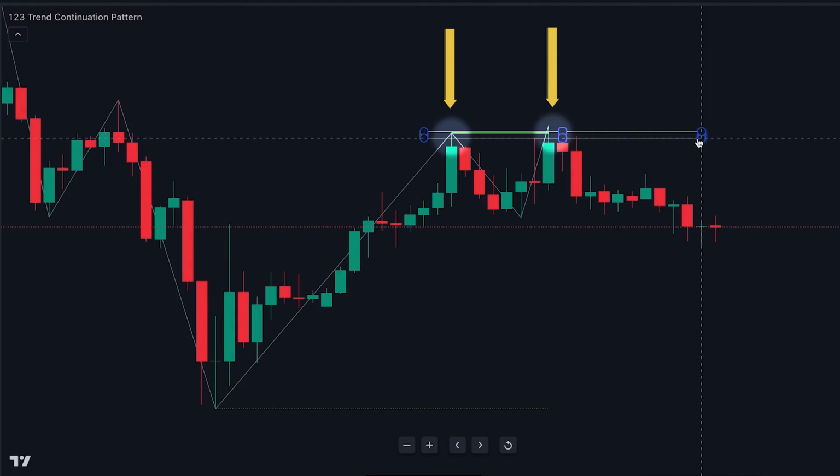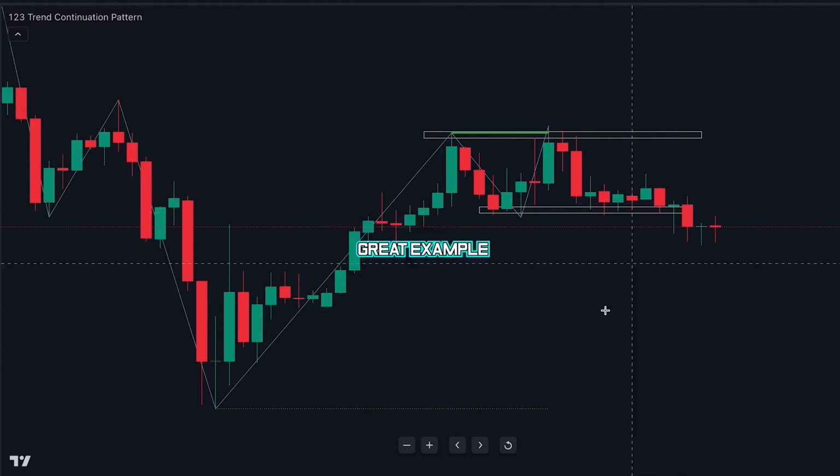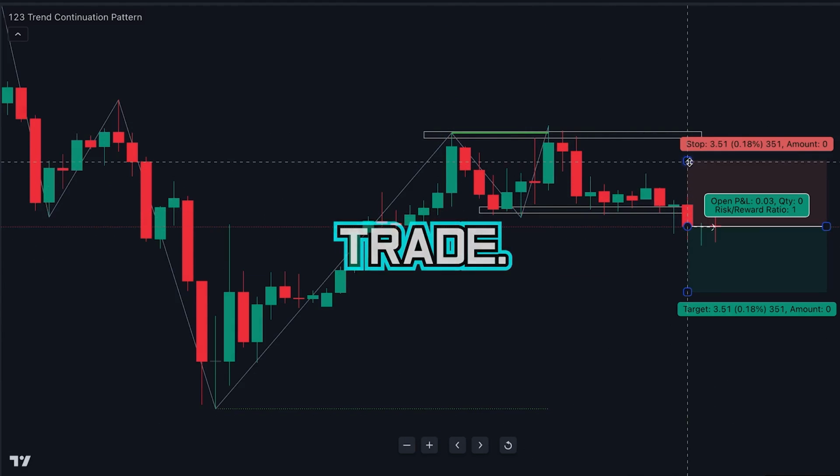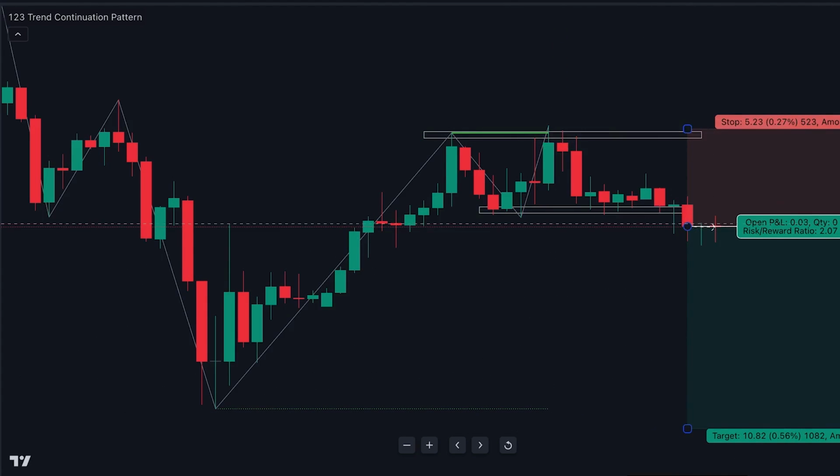Here we can see the market has made a double top and is now breaking below this low. This is a great example of a sell trade. You could set stops above the swing high and target a 1-to-2 risk-to-reward ratio.